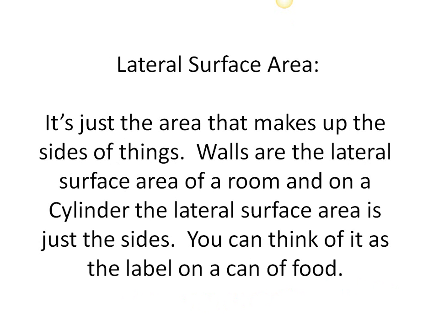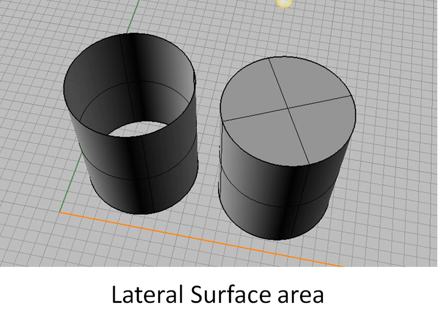Lateral surface area, it's just the area that makes up the sides of things. Walls are the lateral surface area of a room, and on a cylinder, the lateral surface area, it's just the sides, it's not the top and the bottom. You can think of it as the label on a can of food. Here I've drawn the lateral surface area. So here we have the lateral surface area, no top, no bottom.